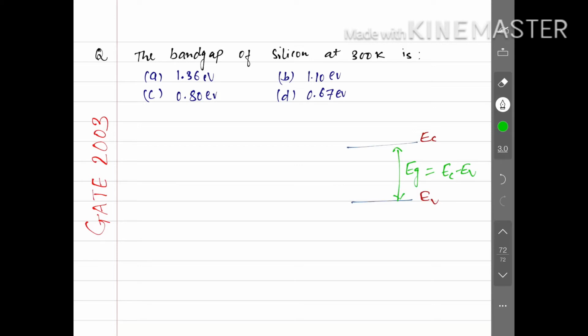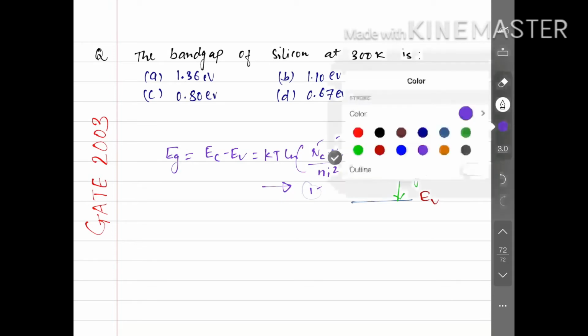There is one important relationship that we need to understand, which is written as Eg is equal to Ec minus Ev, the difference between the conduction band and valence band, which is equal to kT ln(Nc Nv / Ni squared), where Nc and Nv are the charge carrier densities in the conduction band and valence band, Ni is the intrinsic concentration, k is the Boltzmann constant and T is the temperature. So this is important relationship number one.